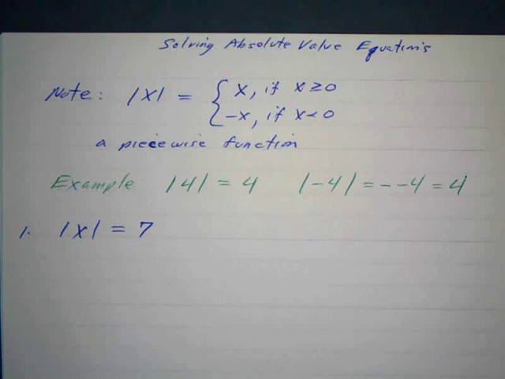So these are absolute value equations we're going to be talking about, and absolute value equations are a little more tricky. And the thing is, what's the absolute value? Well, it's actually what we call a piecewise function. It has two different values depending on what x is.